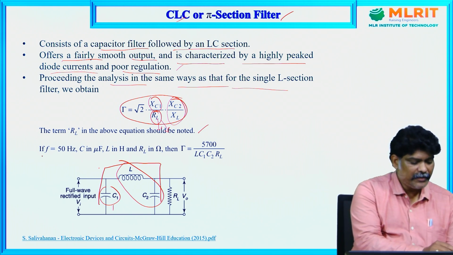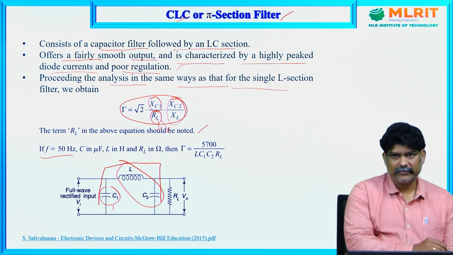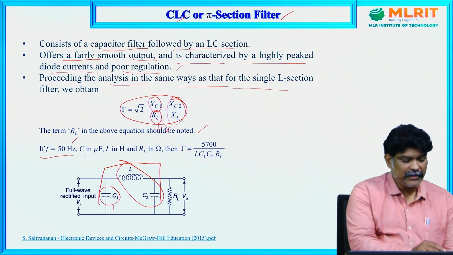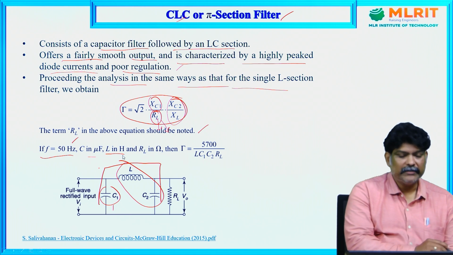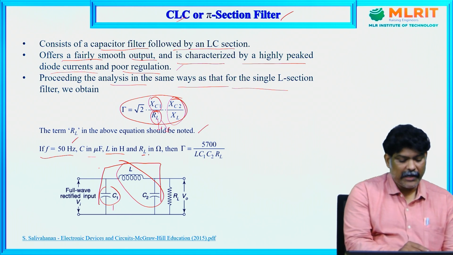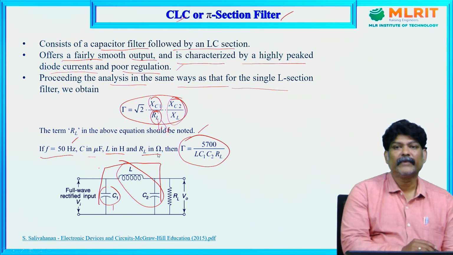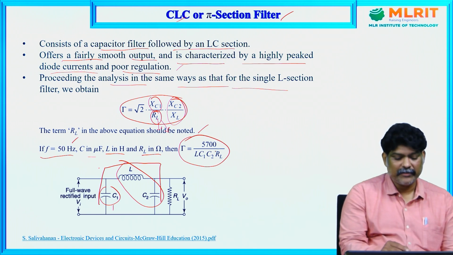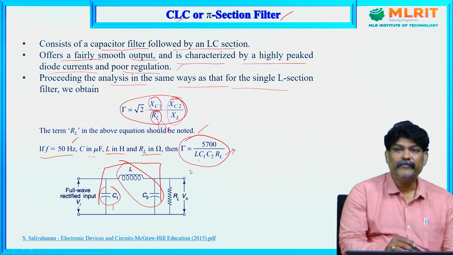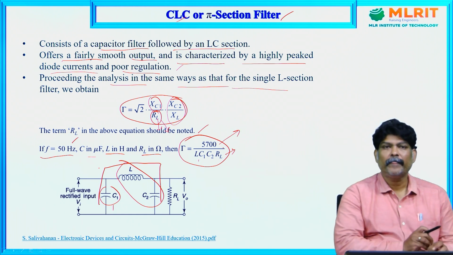Again, if you consider the frequency of the wave as 50 Hertz, the capacitor measured in microfarads, the inductor in henries, and RL in ohms, then we can directly calculate the ripple factor as 5700 by L C1 C2 RL. It is easy to understand. So we can directly calculate the ripple factor using this expression.